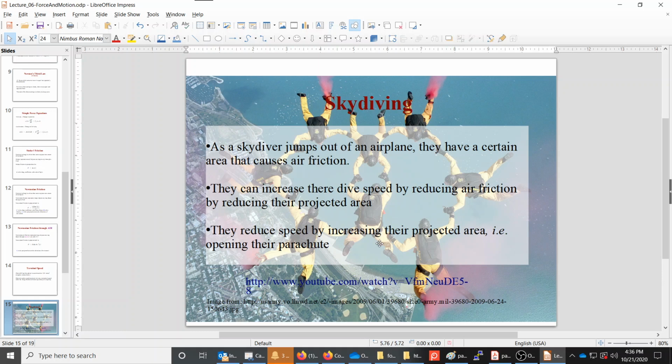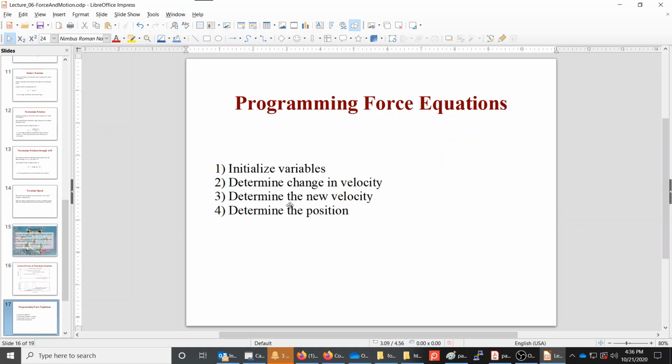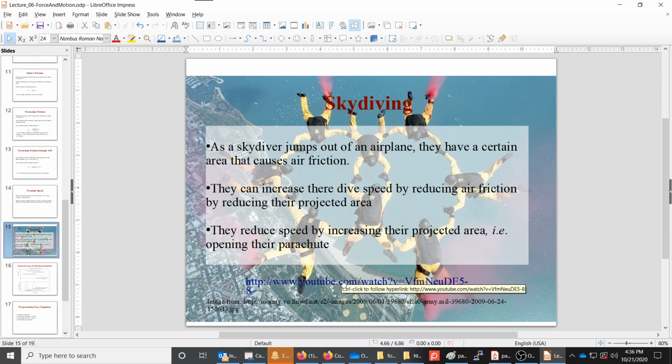Okay. And then, of course, if you open up a parachute, now you've got this huge area of the parachute that is going to slow you down dramatically. Given that, we're going to want to accelerate here. So I've got a little video here. We're going to try to simulate this maneuver from a movie called Eraser.